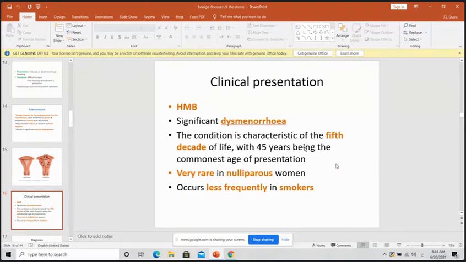حقيقة, it is very rare in nulliparous women. معناته شنو؟ معناته it is a disease of multiparous women, those who have a previous pregnancy. As well, it has been found that smoking is protective against the development of adenomyosis. That is to say, it is seen less frequently in those who smoke.